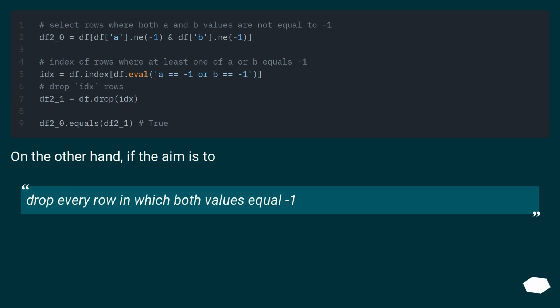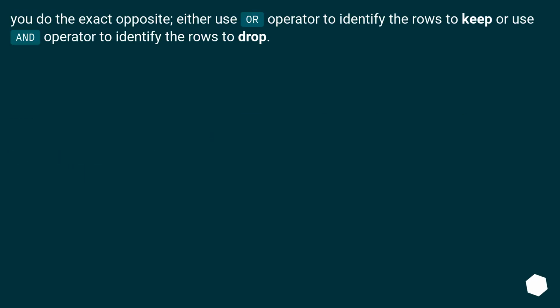On the other hand, if the aim is to drop every row in which both values equal -1, you do the exact opposite: either use the OR operator to identify the rows to keep or use the AND operator to identify the rows to drop.